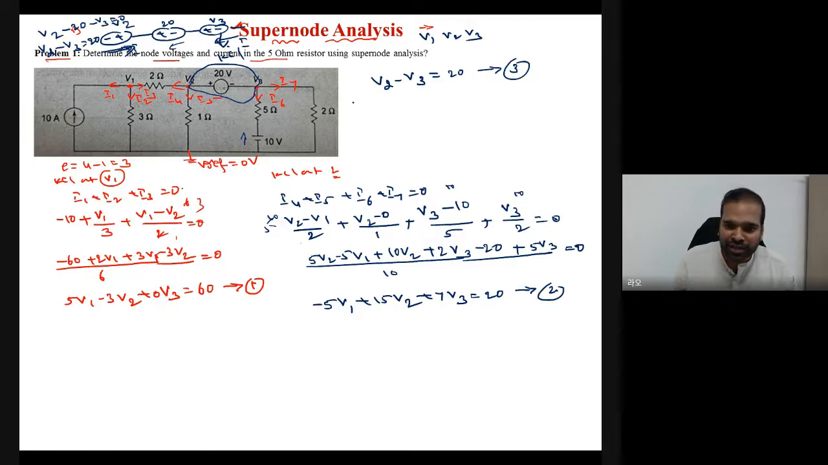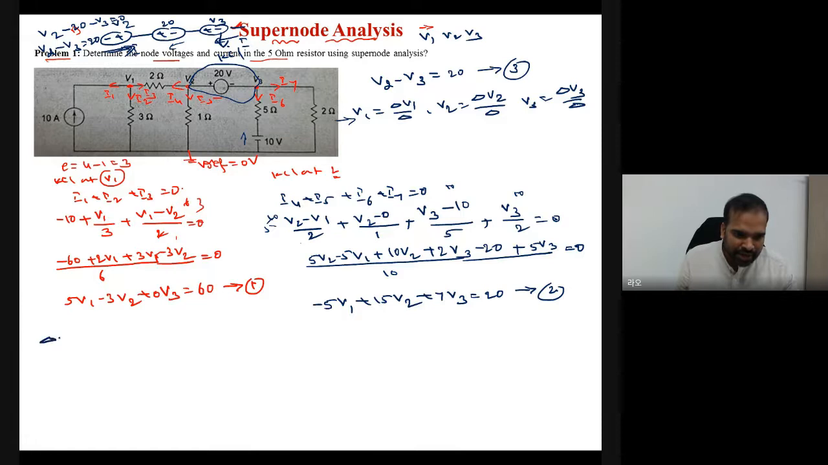Now what we need to find? We need to find 3 unknown voltages. V1 equals delta V1 by delta, and V2 equals delta V2 by delta, and V3 equals delta V3 by delta. So if you know the determinants delta, delta V1, delta V2, delta V3, you can find V1, V2, V3. You can find the determinant by using Cramer's rule. If you don't know how to find delta, delta V1, delta V2, delta V3 for a 2 by 2 matrix or a 3 by 3 matrix, I already explained in my previous video. So please try to watch that video so that it is very easy to find V1, V2, V3.